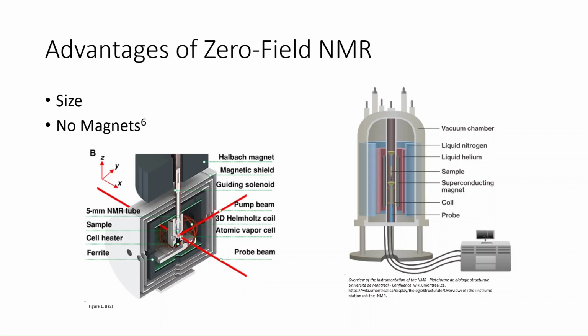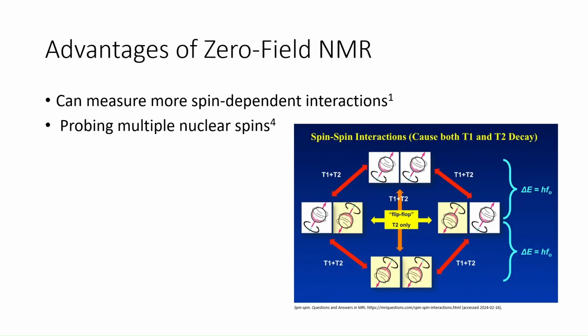observe signals through conductive material, except for a few special cases, and the significant spectral broadening in heterogeneous materials, both of which are solved by using zero-field NMR over high-field NMR. Additionally, zero-field NMR can measure spin-dependent interactions that can't generally be measured with high-field NMR, and the direct detection of spin-spin coupling allows for probing the collective effect of exchange upon two or more nuclear spins, rather than just probing a single nucleus as in high-field NMR.